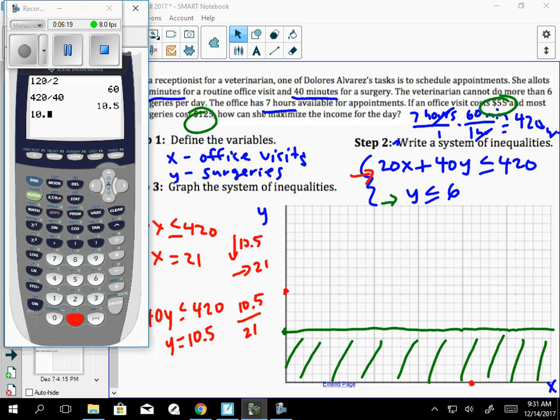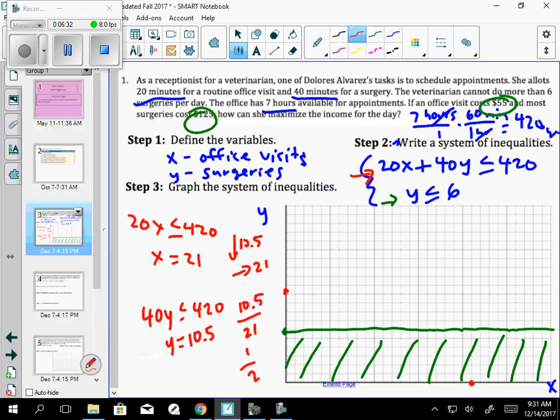So if we do 10 and a half divided by 21, we get half, or 1/2. So our slope here should be, and it's going down, so it'd be negative 1/2. So we want to be going down 1 over 2 from this. So if we go down 1 over 2, down 1 over 2, down 1 over 2, we should intersect that other point. And it looks like we do.